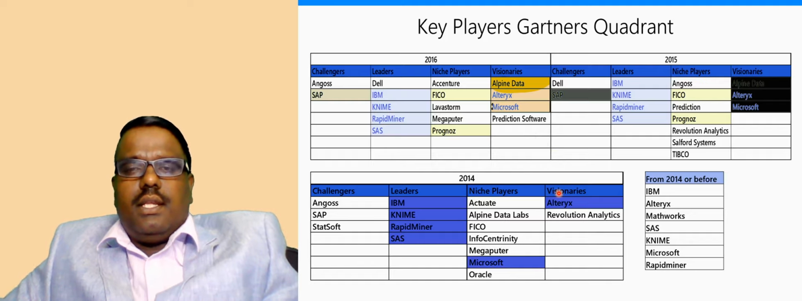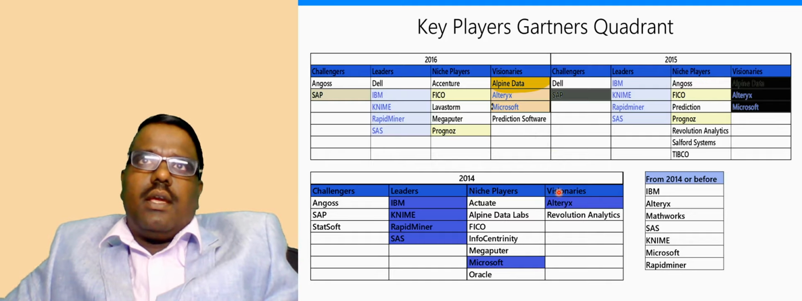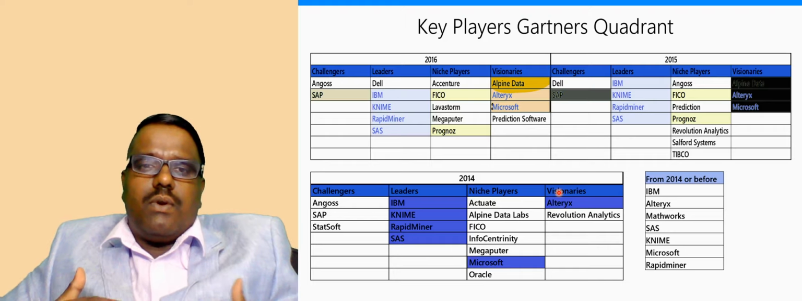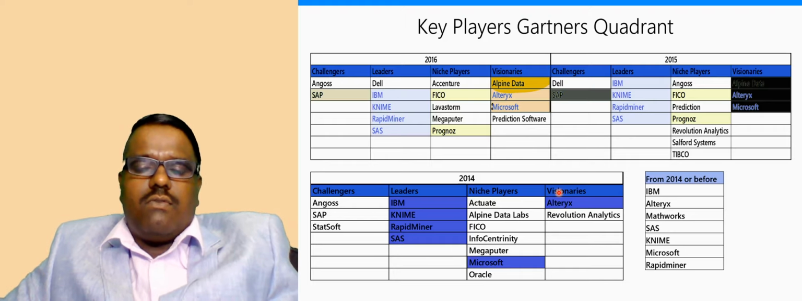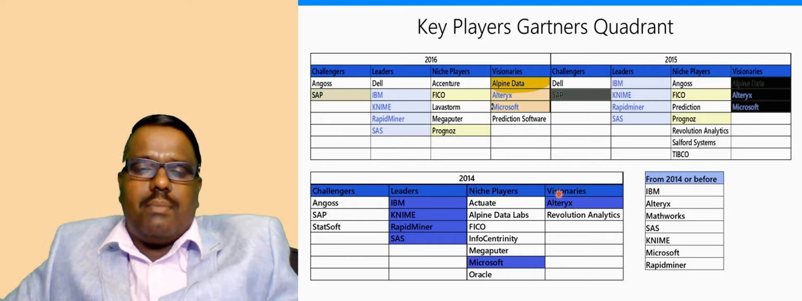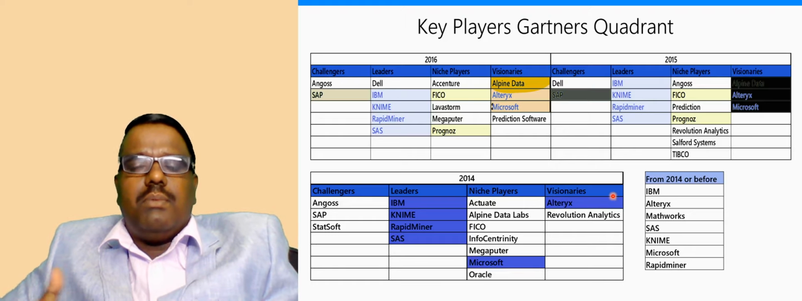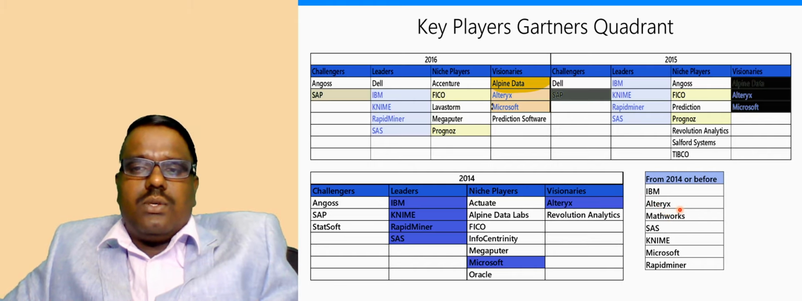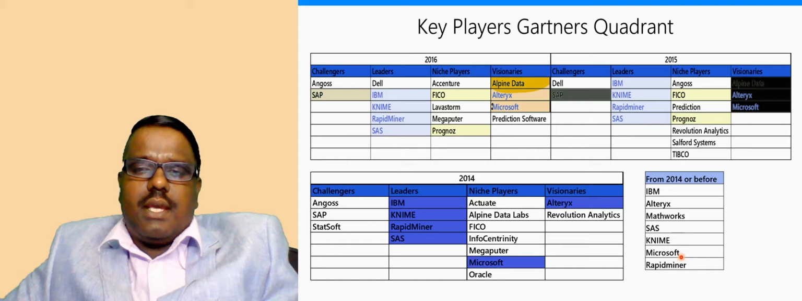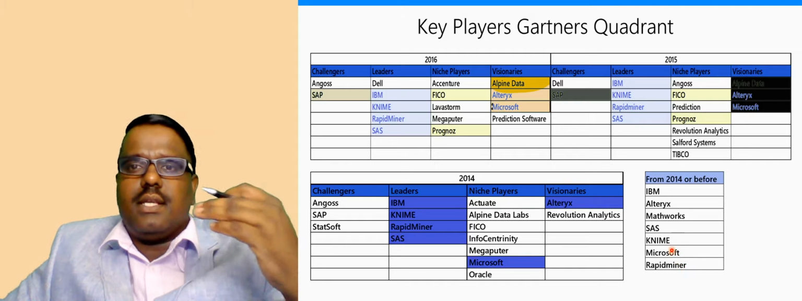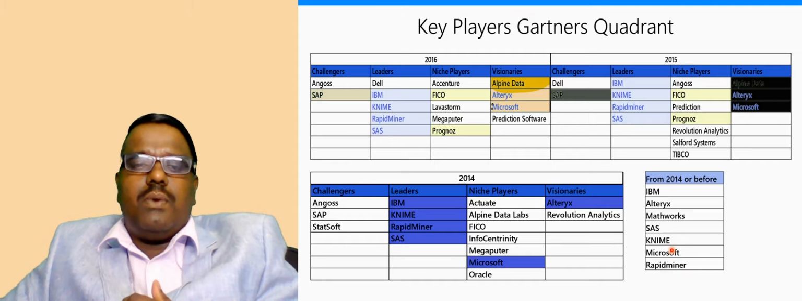I think 2014 is the year where Gartner's Magic Quadrant report for data science and machine learning was formally published. Before that, it came up with business intelligence reports, and in those reports also we can see companies like Microsoft, RapidMiner, KNIME, SAS, and MathWorks, these top-notch companies, appearing in Gartner's quadrant.